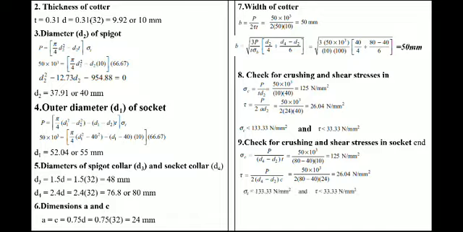Okay, so here again sigma c is less than 133.33 and tau is less than 33.33. So stresses induced in the spigot end and socket end are less than permissible stresses. So our design is safe. The stresses induced in spigot and socket ends are within limits. That's why our design is safe.